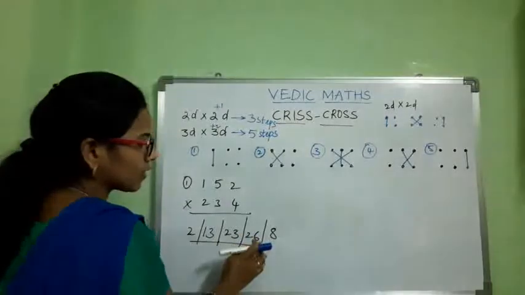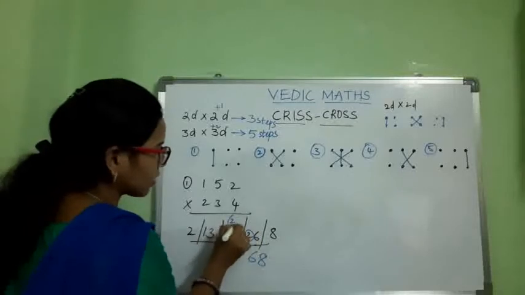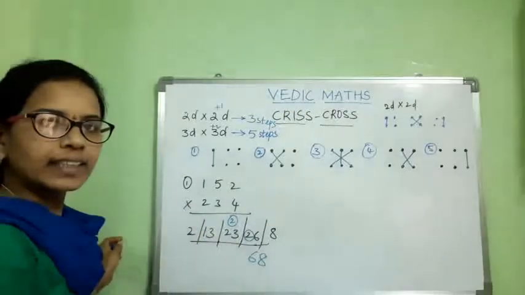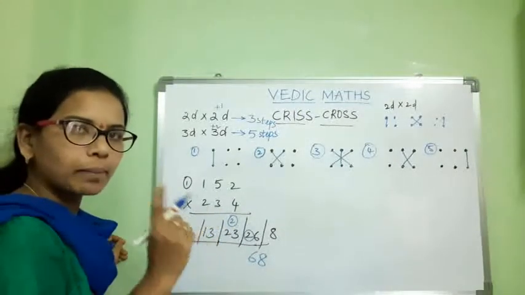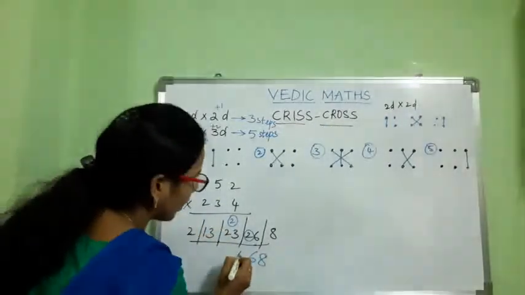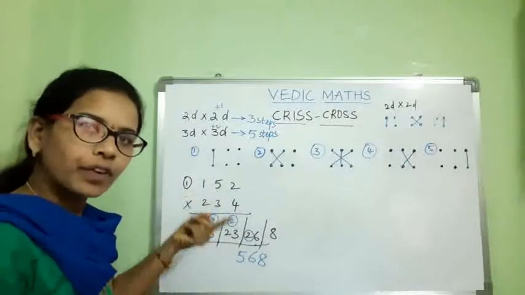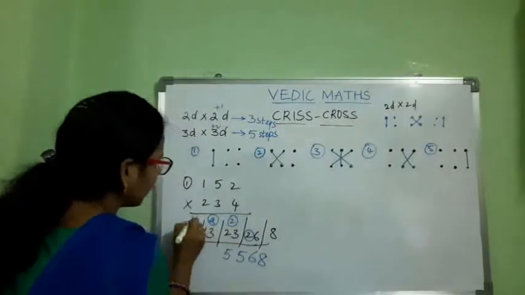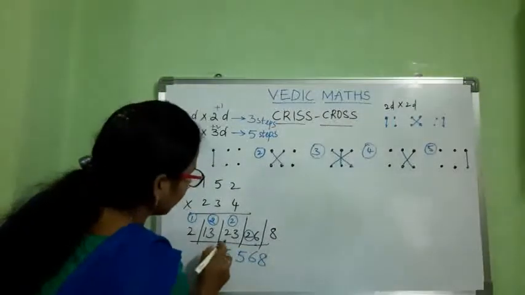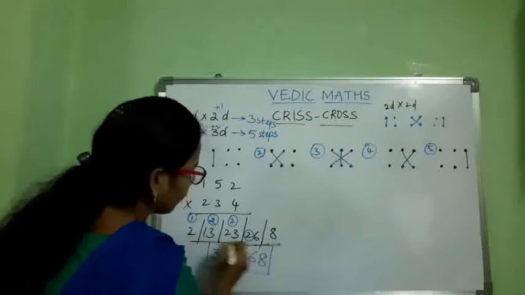Okay. Here 26 means write 6 down. Next, carry over to the next column. Next, here 23 plus 2. 23, 2 and 3, take them as a single number. That means 23. 23 plus 2, 25. Yes, 5 down and 2 carry over to the next column. 13 plus 2, 15. 5 down and 1 carry over to the next column. Next, 2 plus 1, 3. Here write 3. What is the final answer? 35,568. This is the final answer.